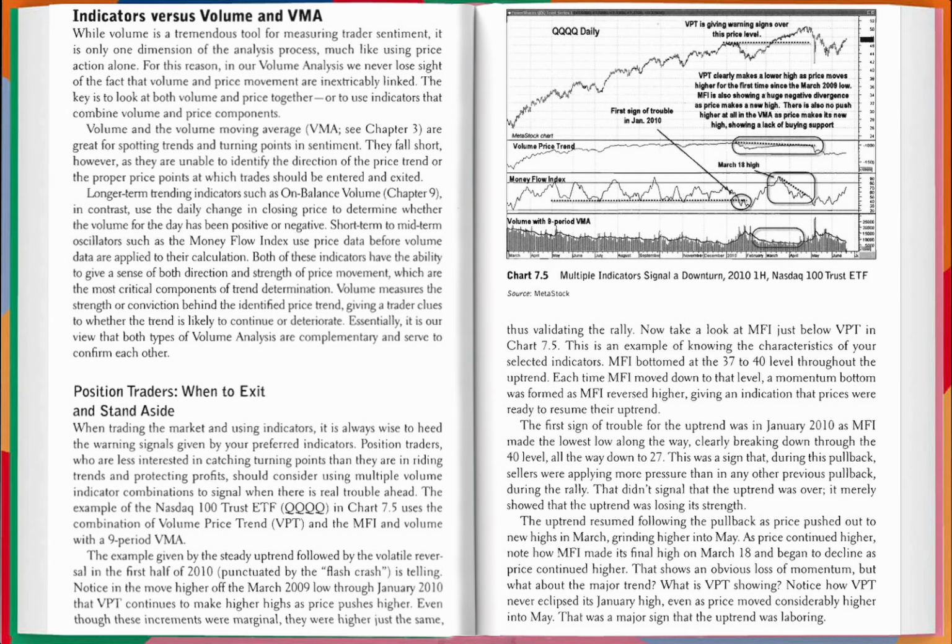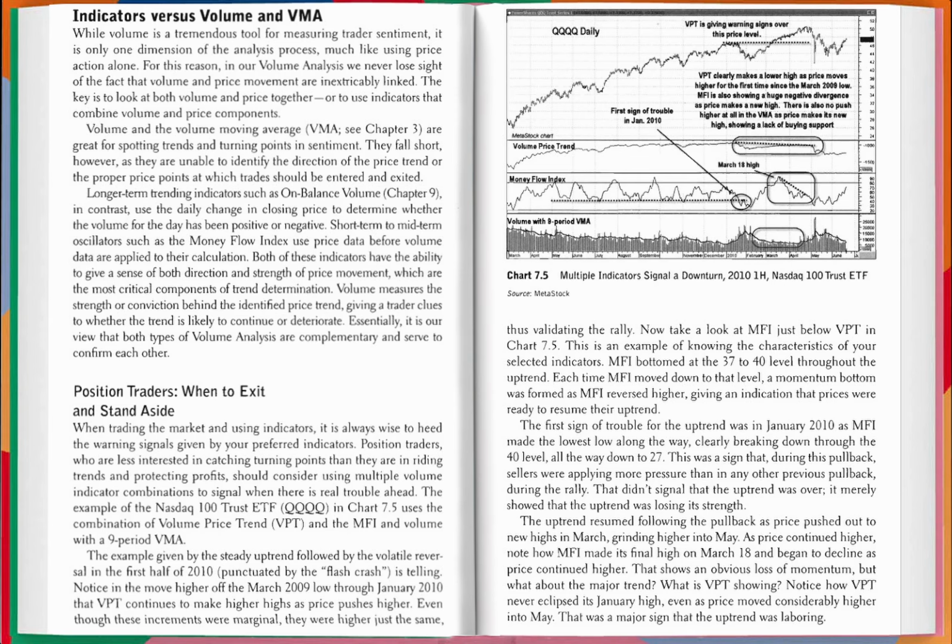The first sign of trouble for the uptrend was in January 2010, as MFI made the lowest low along the way, clearly breaking down through the 40 level, all the way down to 27. This was a sign that, during this pullback, sellers were applying more pressure than in any other previous pullback during the rally. That didn't signal that the uptrend was over, it merely showed that the uptrend was losing its strength.